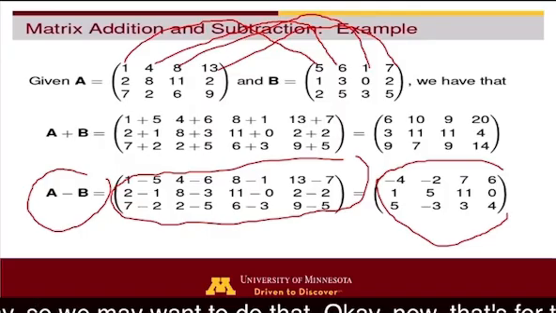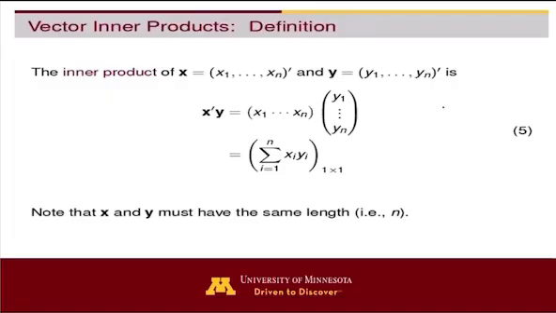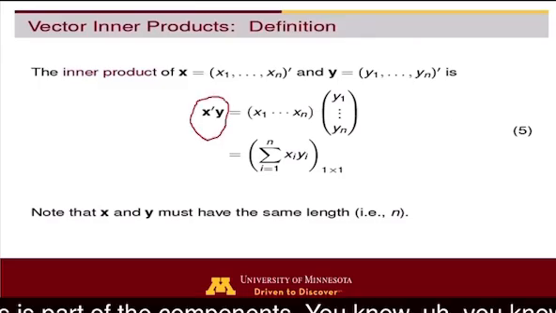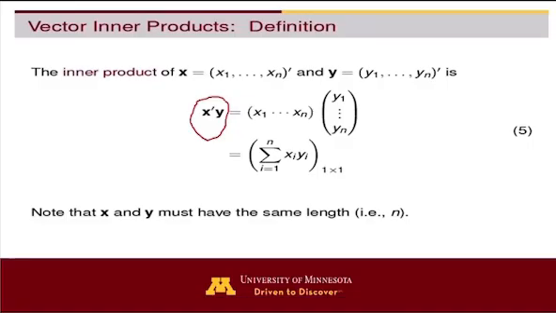Now I'm moving on to what I call vector inner products. This is one example of a cross product. If you take a look at X prime Y here, this is part of the components in the multivariate linear regression model. I first find the transpose of X before multiplying by Y. So this is X prime multiplied by the Y vector.